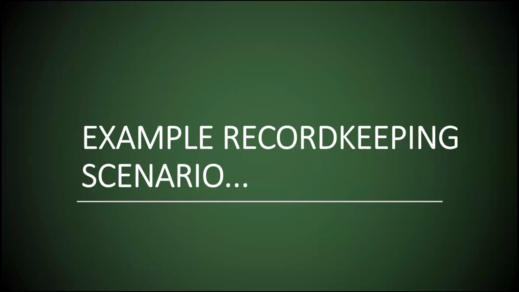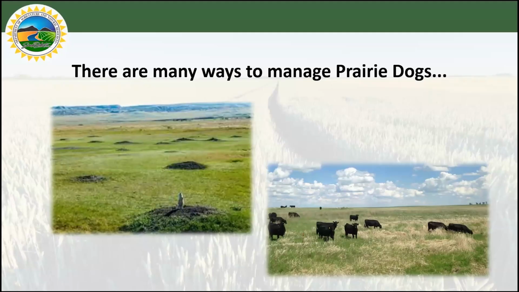So we're going to go through a quick example of record keeping, and this is going to be a prairie dog control record keeping example, but all of the 11 items we're going to talk about pertain to any application that is made, regardless if it's a rodenticide or a herbicide. It's all going to be the same.